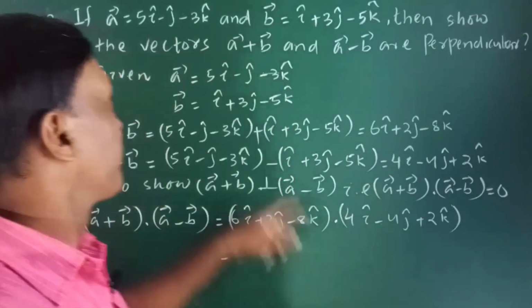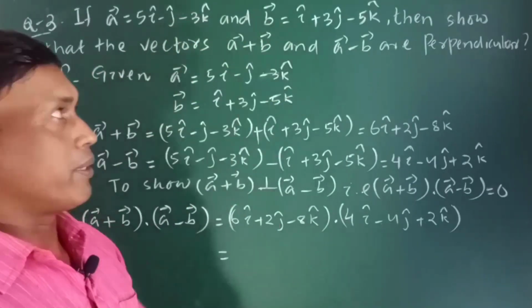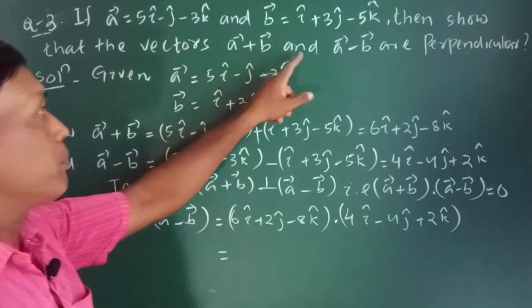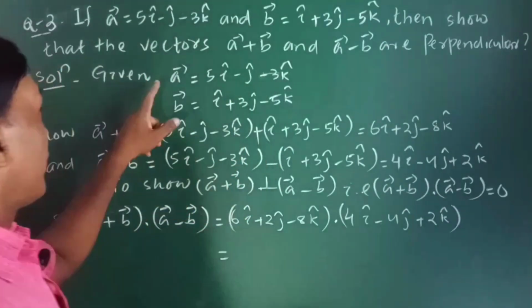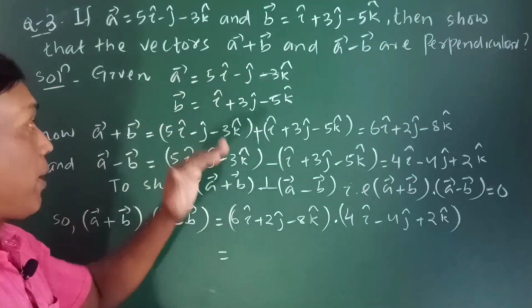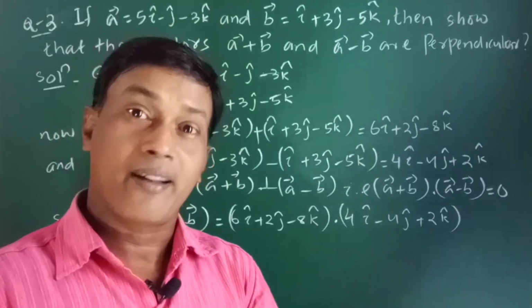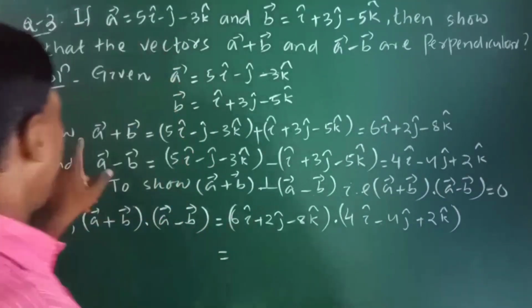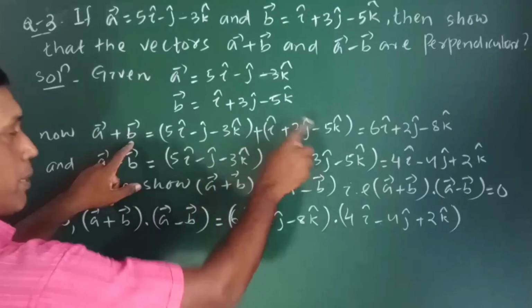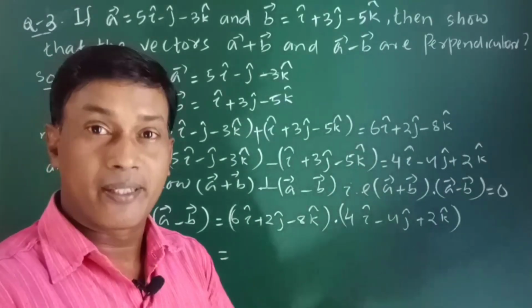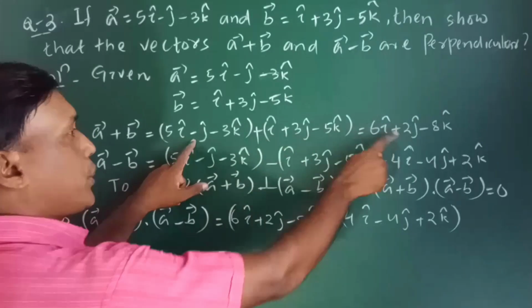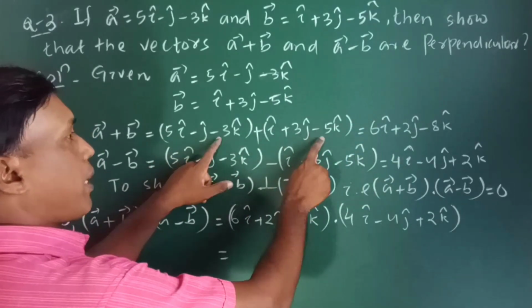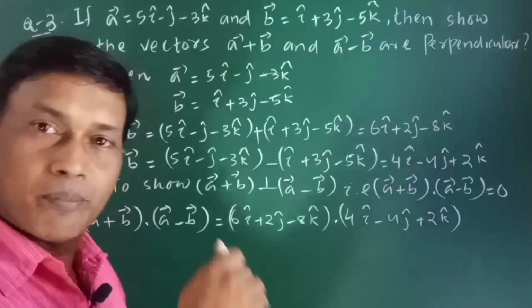Now look here. A vector is given, B vector is given. To show A plus B and A minus B are perpendicular to each other. First find A plus B and A minus B. A plus B, A vector plus B vector. As you know the addition of vectors, 5 plus 1 is 6, minus 1 plus 3 is 2, minus 3 minus 5 is minus 8. This is A plus B vector.